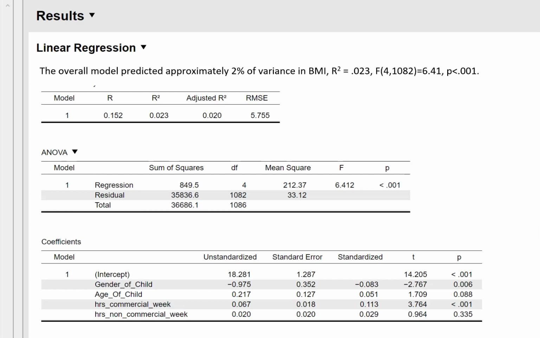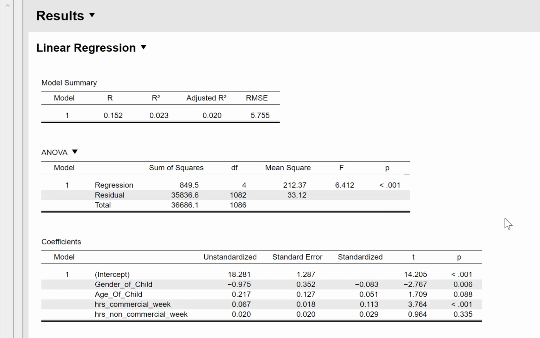However, you can write up these statistics like this. So you could say the overall model predicted approximately 2% of variance in BMI. And then we can give our R squared, we can give our F statistic, along with its degrees of freedom and its p-value. So that tells us about the model. Overall, what's the model predicting?